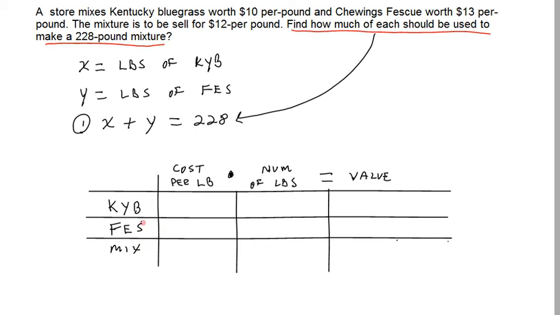Well, we know a lot of the information that goes in this table. The Kentucky Bluegrass costs $10 a pound, so that's 10. And the number of pounds, well, we said that was x. So that means that the value of the Kentucky Bluegrass will be 10 times x, 10x. And for the fescue, we know the cost per pound is 13. So we have $13 a pound, and it's y pounds. So the value would be 13 times y, or 13y.